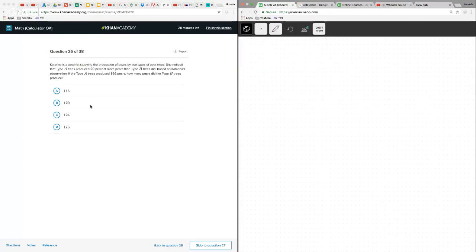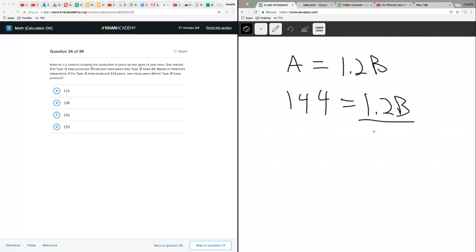Katarina is a botanist studying the production of pears by two types of pear trees. She noticed that type A produced 20% more than type B, meaning we could represent it like this: this is 20% more than B. It's basically B times 1.2, which augments it by 20%. Based on Katarina's observations, if tree type A produced 144, what did B produce? Remember, if we set this up right, B should be less. Isolate for B. Divide by 1.2.